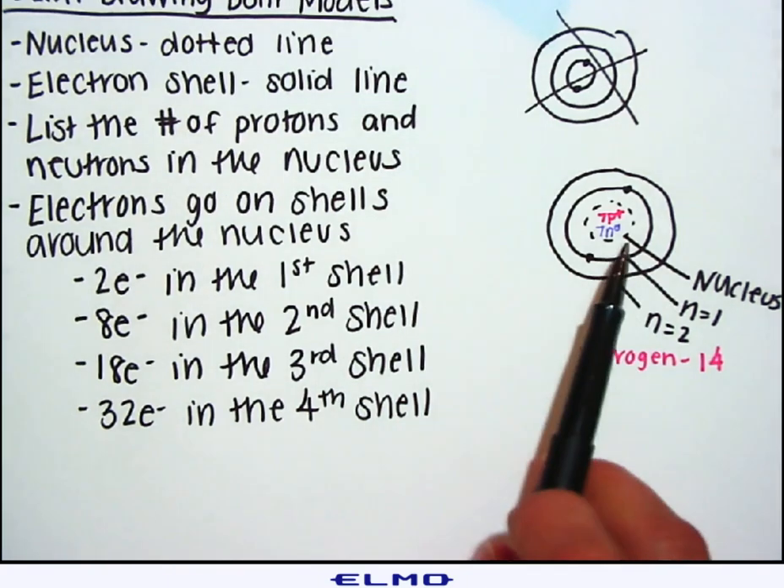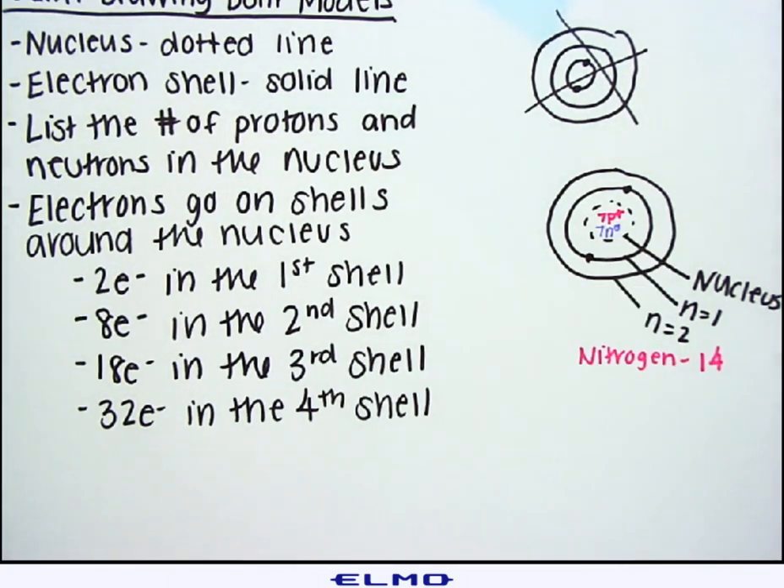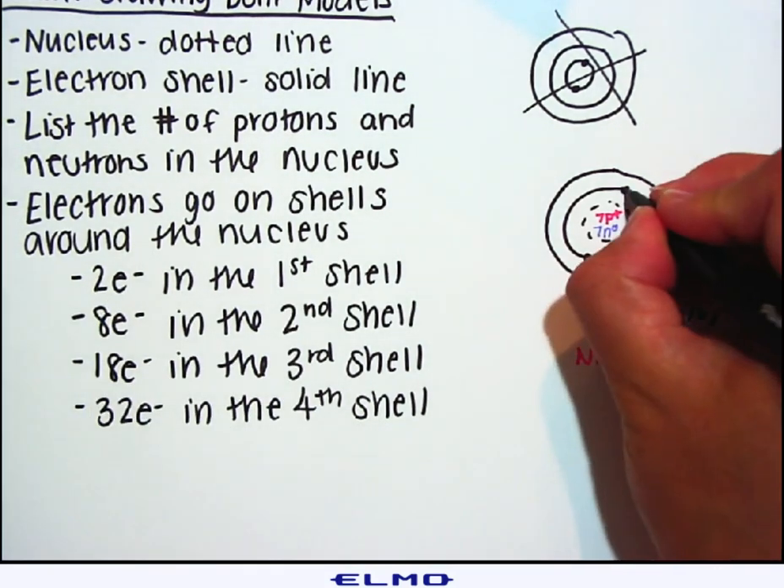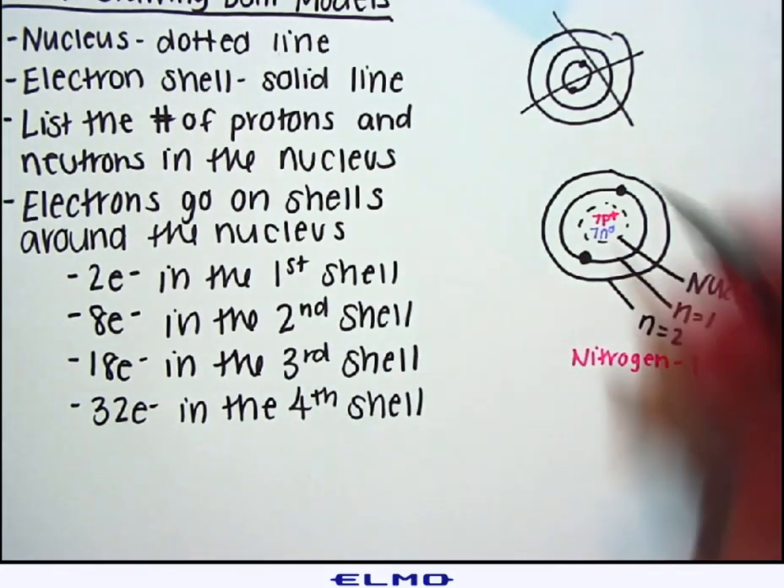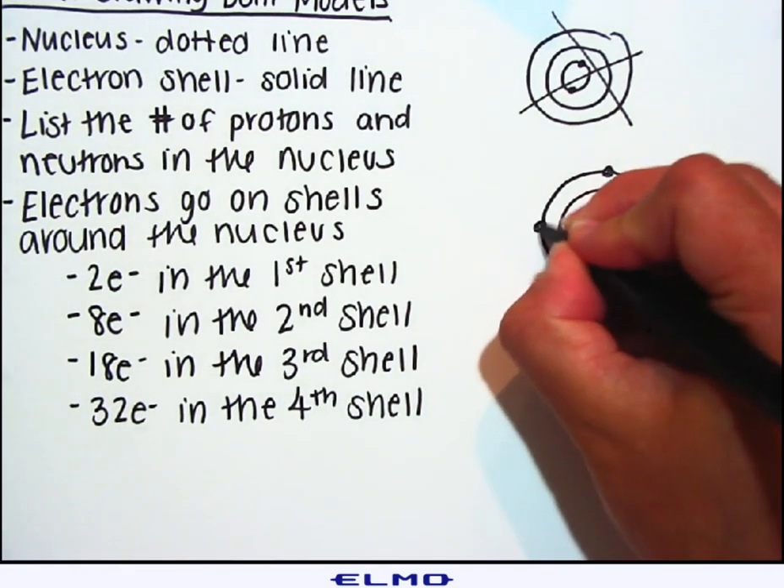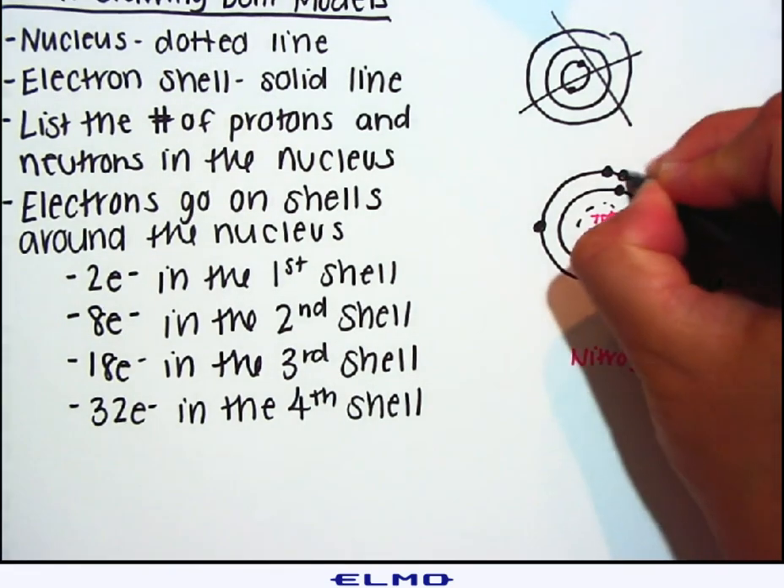So if this were nitrogen, and nitrogen is neutral, it has 7 protons, it also needs 7 electrons. I can only put 2 electrons in my first energy level. I need a total of 7. So I have 1, 2, 3, 4, 5, 6, and 7.